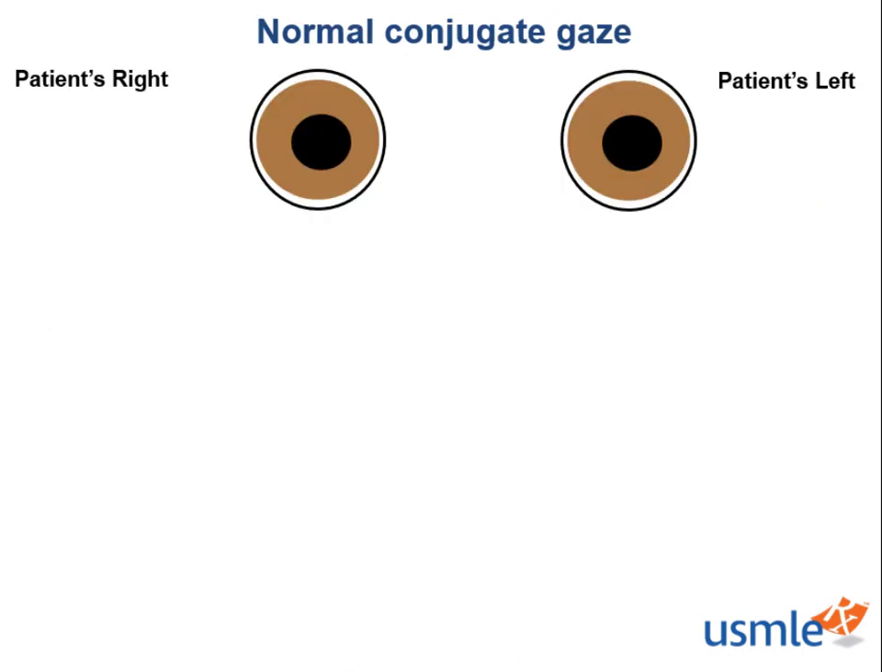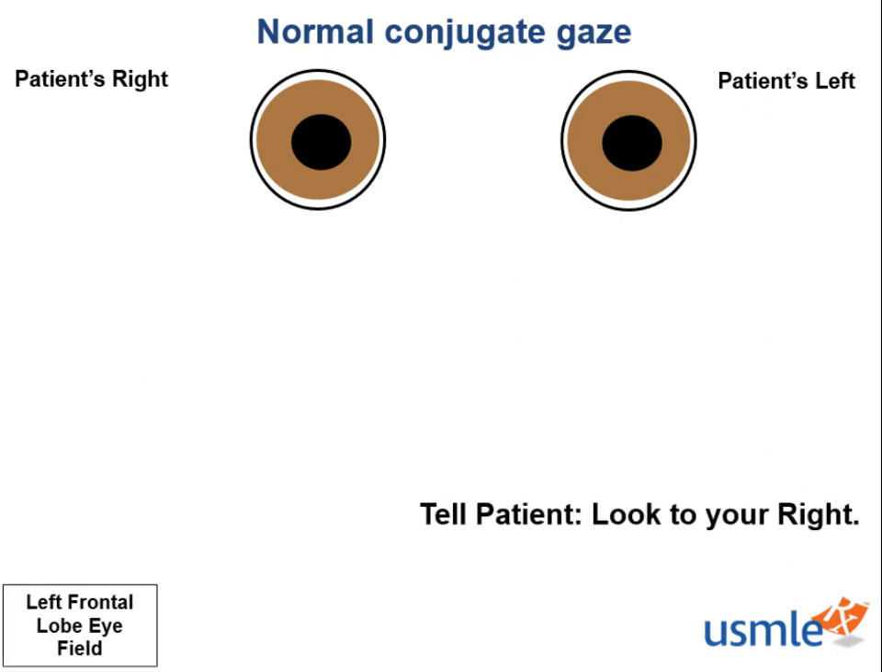Again, we have the patient's eyes looking at you with the labels patient's right and patient's left at the top. We are going to ask the patient to look to their right. This all begins in the left frontal lobe eye field, which, as you know, is responsible for moving the eyes to the right. Notably, the left frontal lobe eye field sends neuronal projections that descend and cross to the contralateral side of the brainstem to synapse in the right pons. Specifically, a structure called the PPRF, or the paramedian pontine reticular formation.